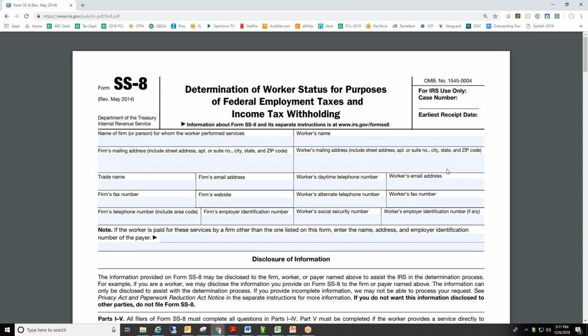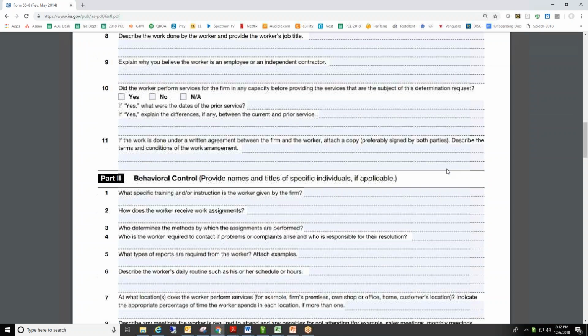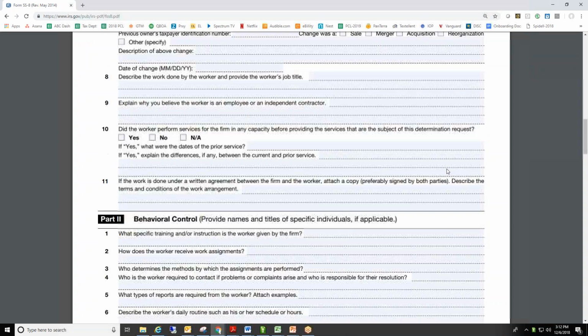So you can fill out this SS8 form so that you can submit it to the IRS, and the IRS will help determine if your worker is an employee or an independent contractor. I have never filled out this form and submitted it. However, if you and your business are worried about classifying a worker wrong, pull up this form. The questions in this form will give you a better understanding of the IRS's position of an independent contractor or employee. So let me scroll down past the general information here.